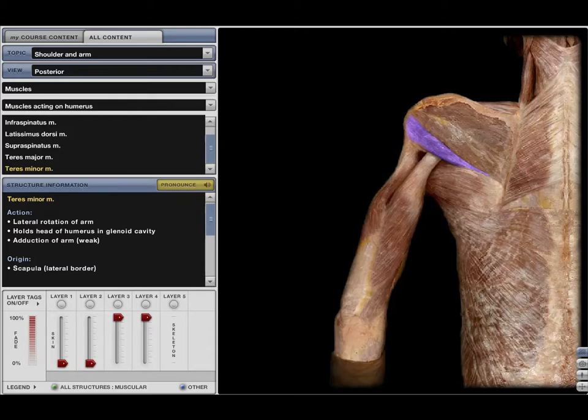You should be able to identify all four of these muscles on the human models in the lab this week. And in your cat dissection, you should be able to identify the supra and infraspinatus muscles.